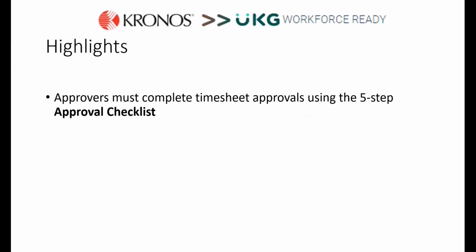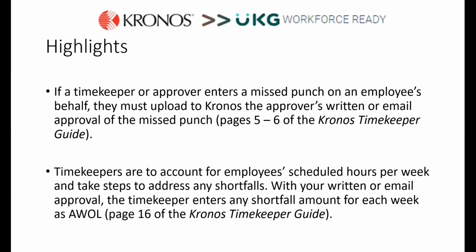Here are some highlights of this approver training. Approvers must complete timesheet approvals using the 5-step approval checklist. This approval checklist replaces other previous means of approving timesheets. If a timekeeper or approver enters a missed punch on an employee's behalf, they must upload to Kronos the approver's written or email approval of the missed punch.